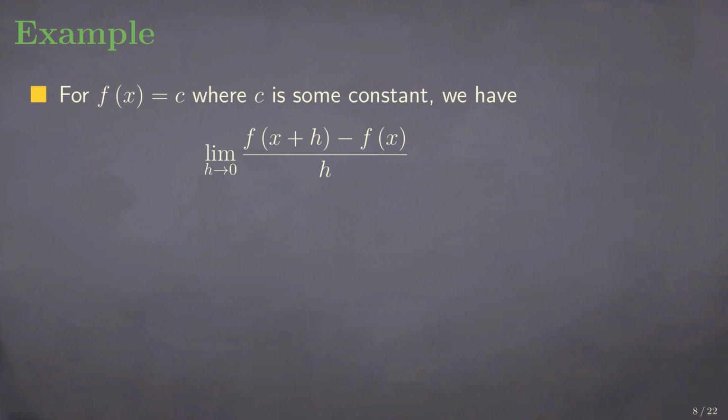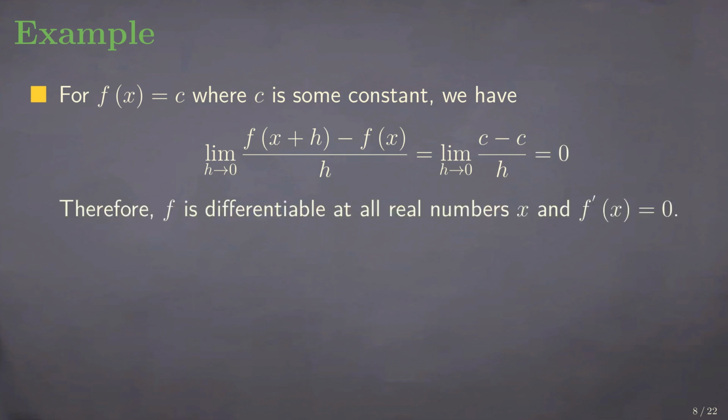Okay, so let's see some examples of how we can compute the derivative. Let's get started with the simplest thing, the constant functions, f of x equals c. In order to compute the derivative of f, we just need to compute the limit of the difference quotient, which in this case is c minus c over h, and that is nothing else but 0. It means that f is differentiable at all real numbers and f prime of x is 0.